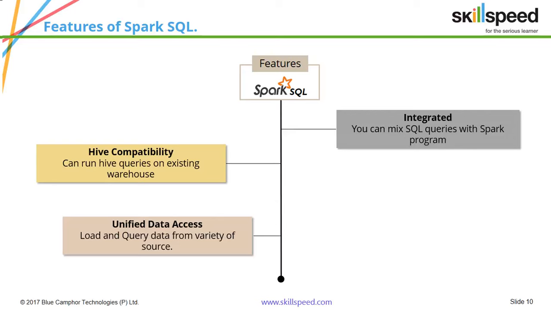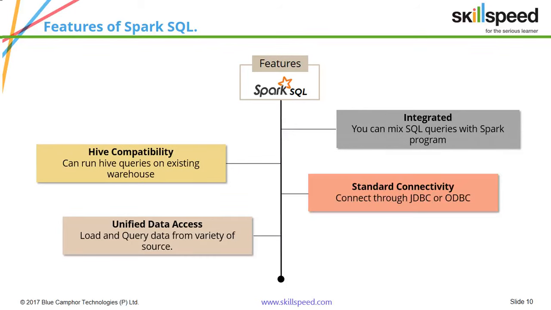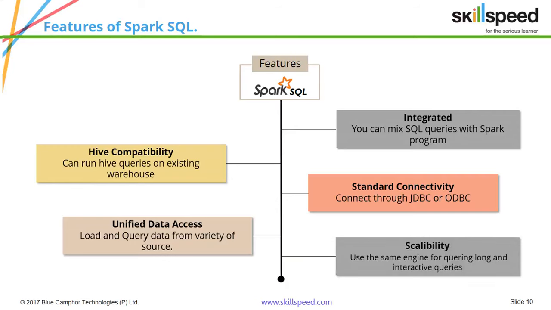And it is integrated. You can mix SQL queries with Spark programs. What does that mean? That means that if I'm writing a Spark application, I can have native Spark code which talks about RDDs. I can also have Spark SQL code. They are not completely different, right? And you obviously have standard connectivity, JDBC or ODBC, and it inherently uses the amazing scalability of Spark.